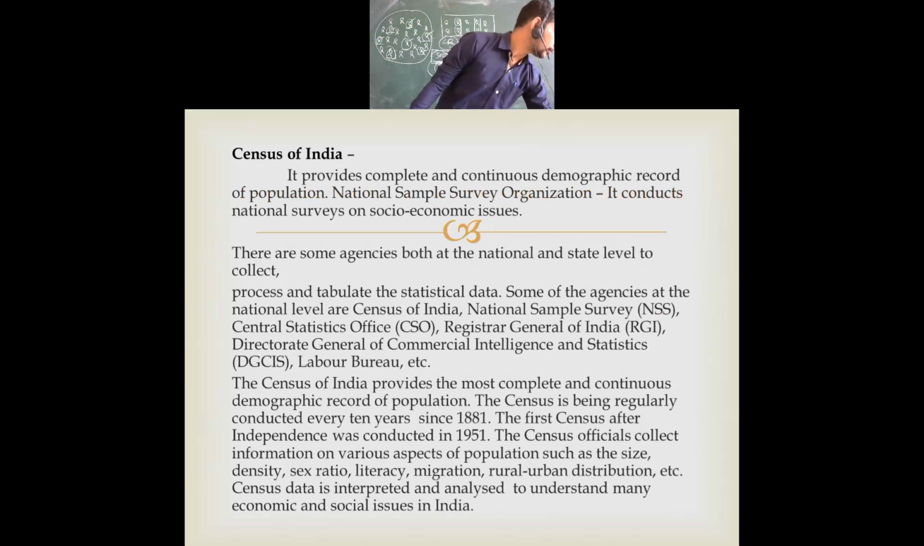Then let's go here. Most probably the last part which has remained for us is the Census of India, as well as the National Sample Survey Organization.